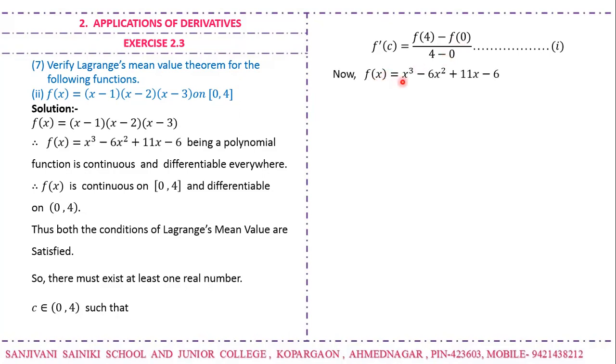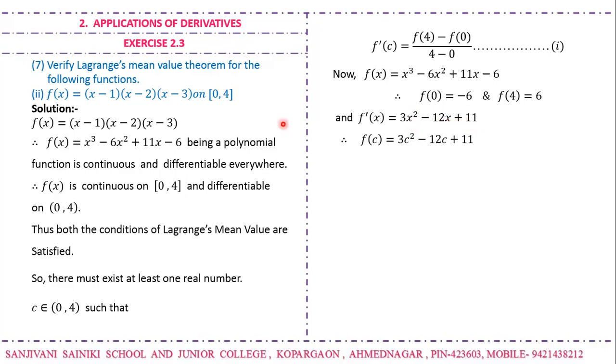Now f of x is x cube minus 6x square plus 11x minus 6. So we will find the value of this function at the endpoints, that is at x equal to 0 and x equal to 4. Then the derivative of the given function is 3x square minus 12x plus 11. Now, as Lagrange's mean value theorem is satisfied, there must exist c, as I told earlier, so f'(c) must be equal to 0.